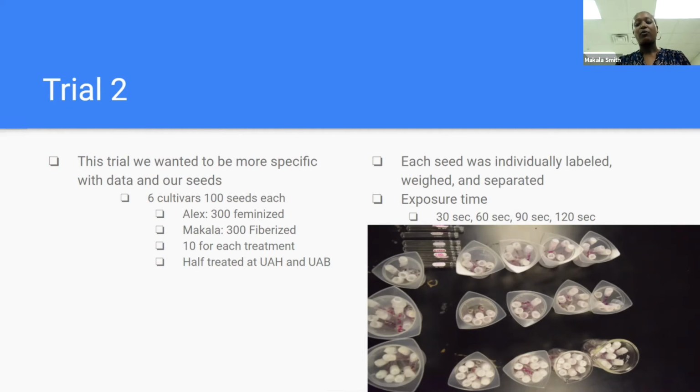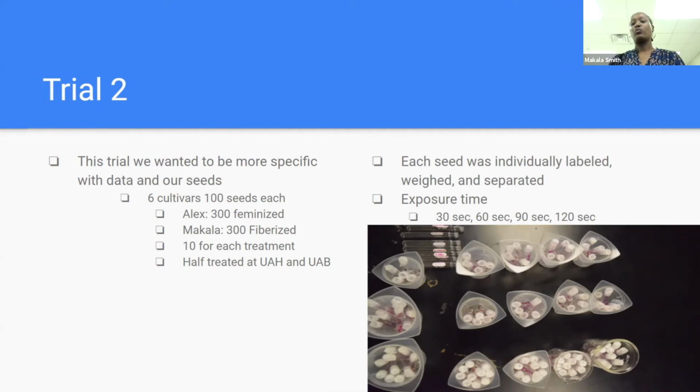With this trial, we wanted to observe the seeds more closely and accurately. It was very hard to differentiate the different seeds in trial 1 because they were all bundled up in a petri dish. And also we thought it would be good for our data to do it this way as well.